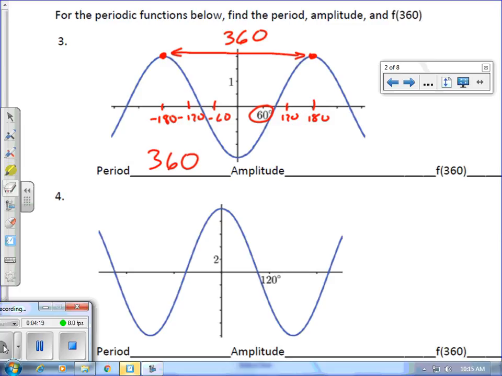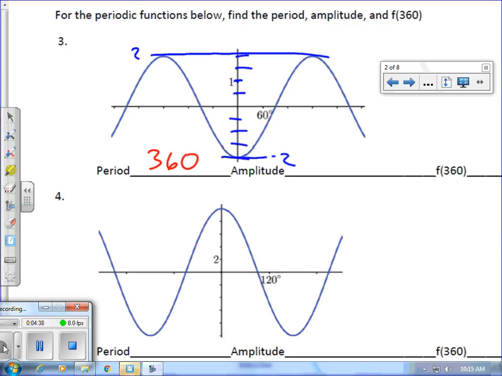Amplitude. Go from -2 to +2. There's 1. That means that's a half. 1 1/2, 2. Negative half, -1, -1 1/2, -2. So then your amplitude would be 2.